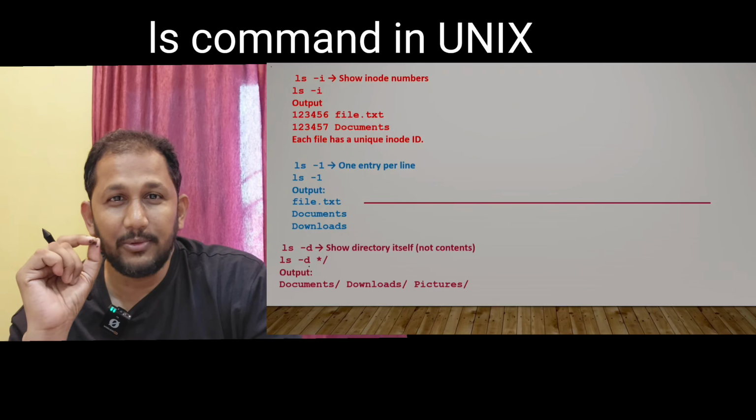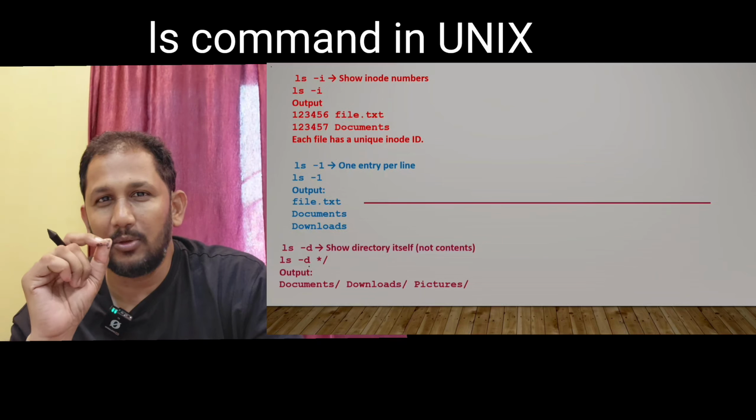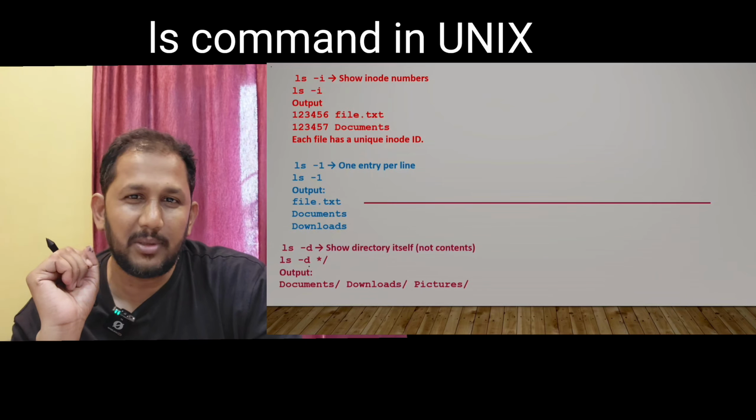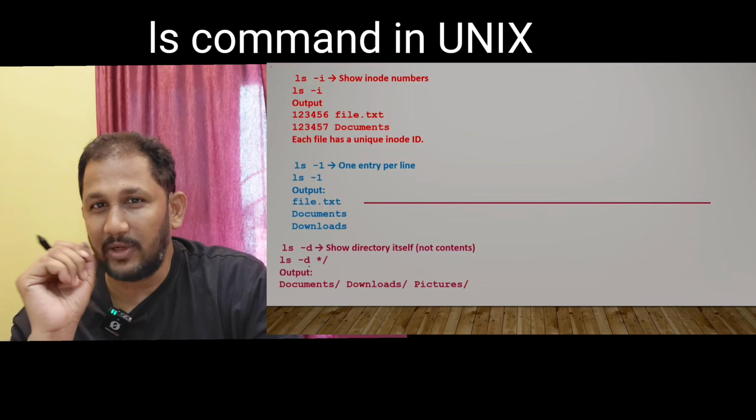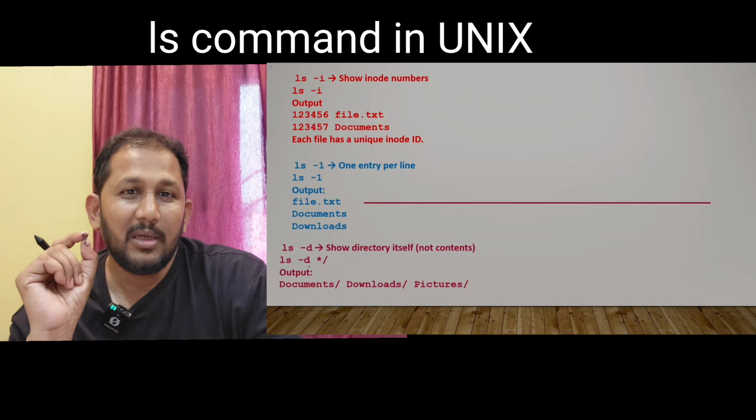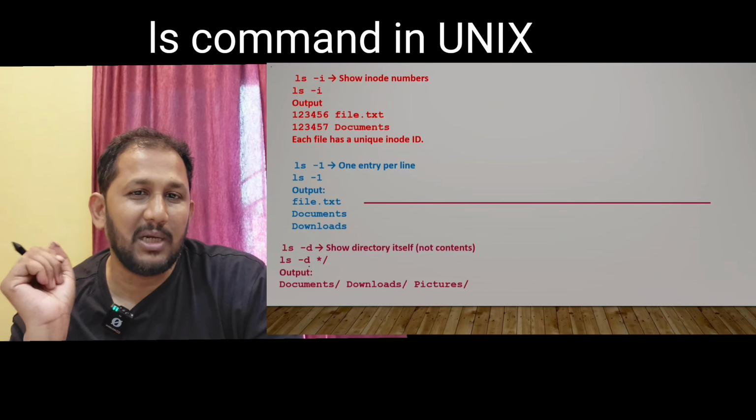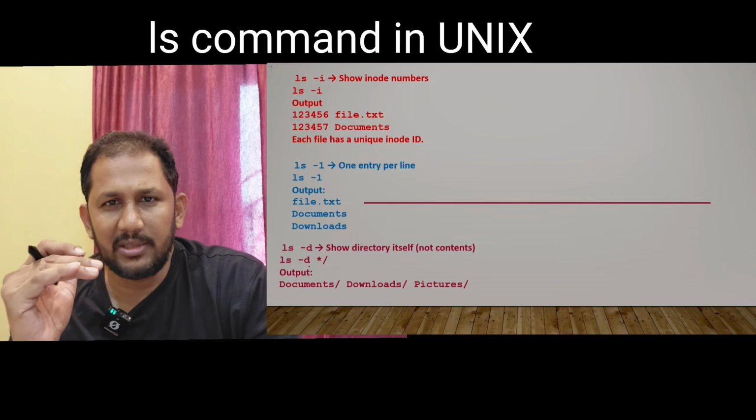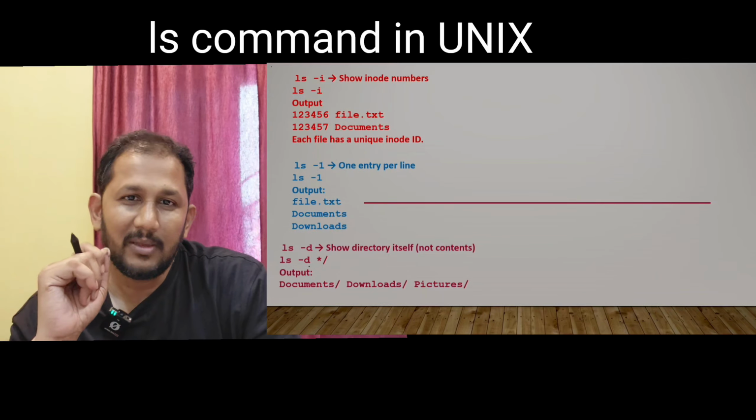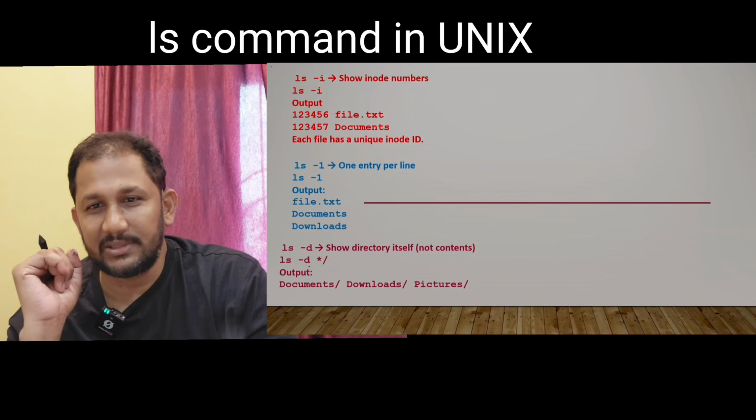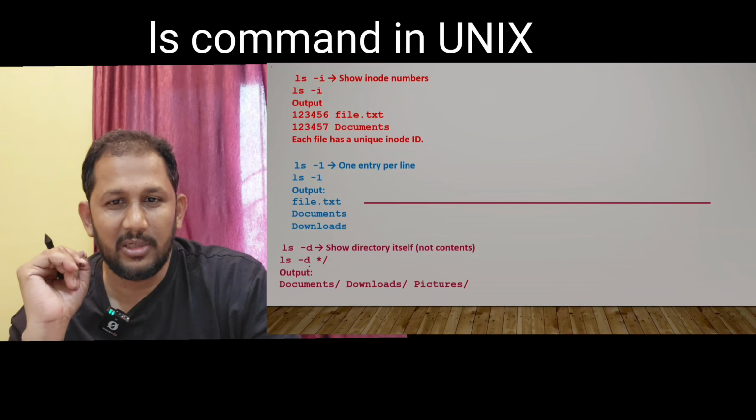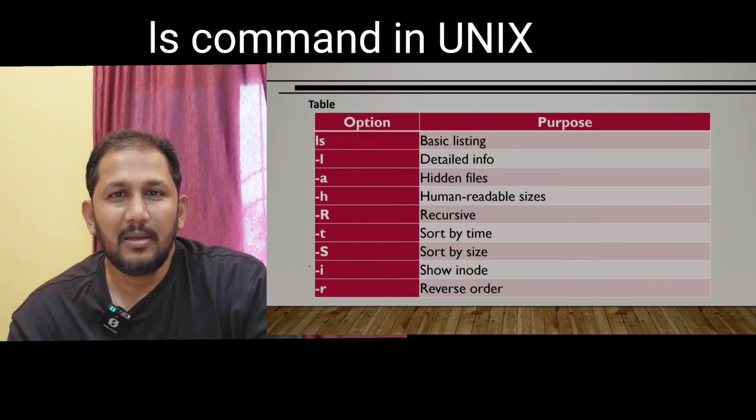Next one, we can use ls -i for the inode number. It will display the unique inode number for each file or directory. ls -1 will display one entry per line. Next one is ls -d. It will show directories themselves, not their content. Only it will show the directories.